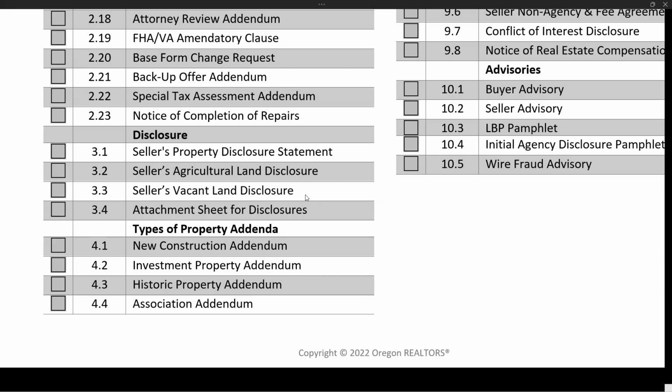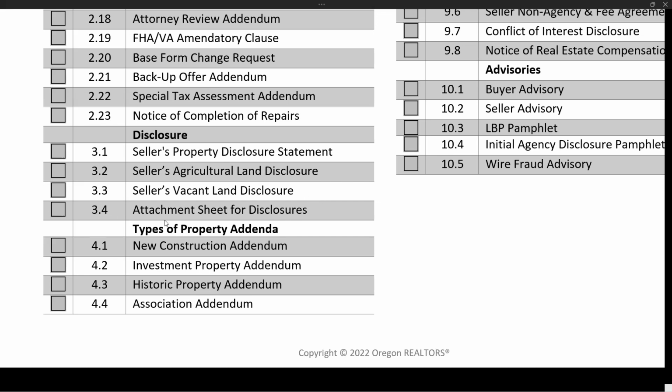The vacant land disclosure is attached to the vacant land purchase and sale agreement. Because vacant land does not require a seller's property disclosure statement, there are still things a buyer should know about the land, and that's what the vacant land disclosure does. It provides additional disclosures and information to that buyer, where they are then able to understand how the property operates and get an idea of the property that they would not have gotten otherwise because there is no SPDS.